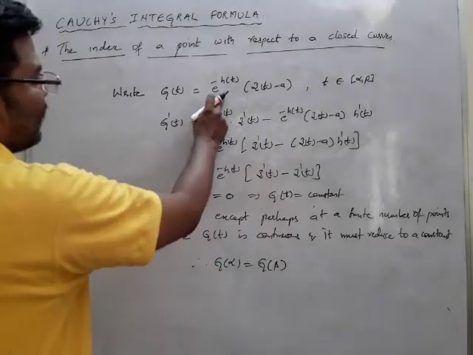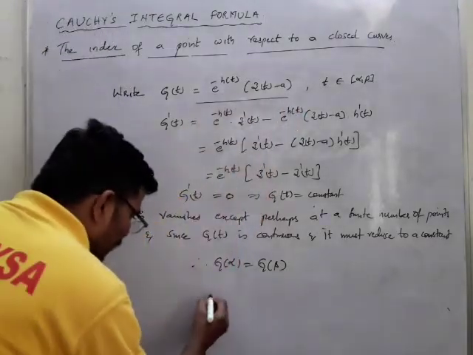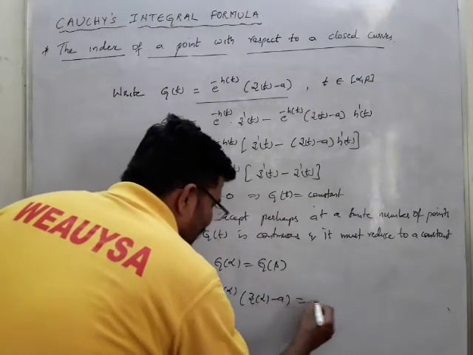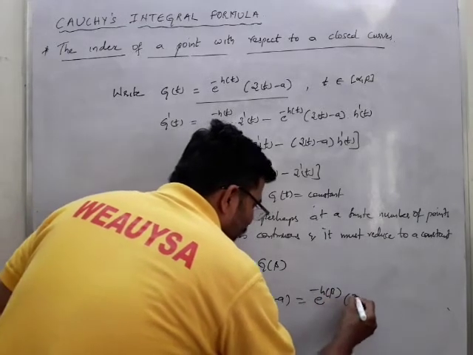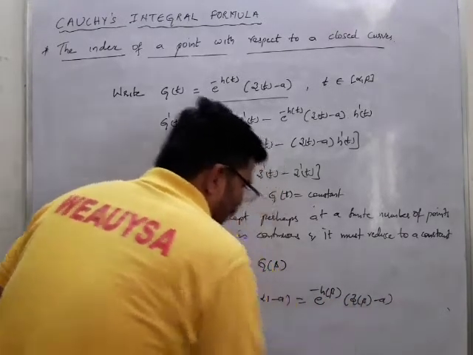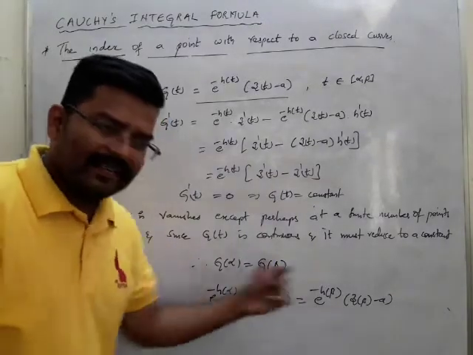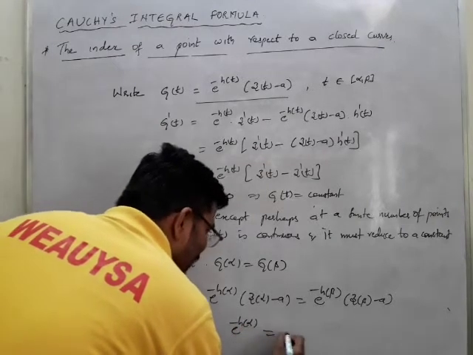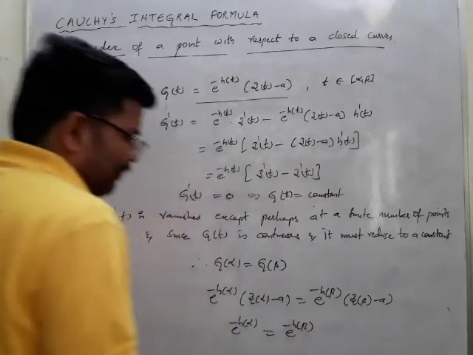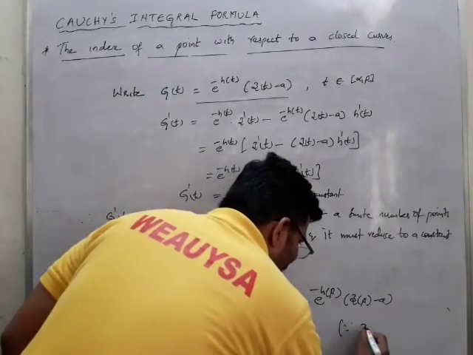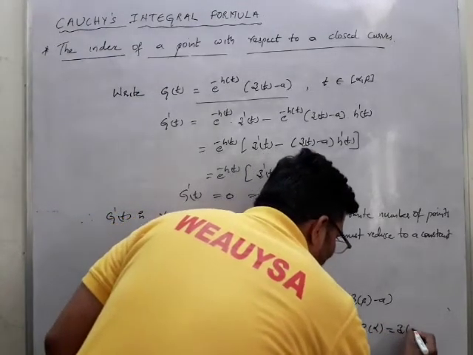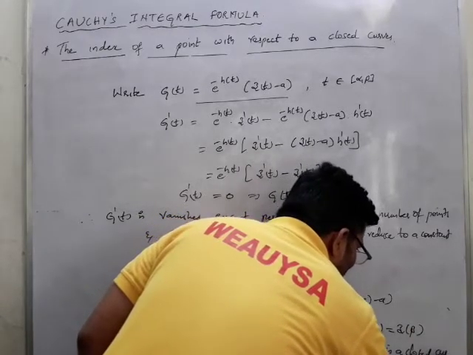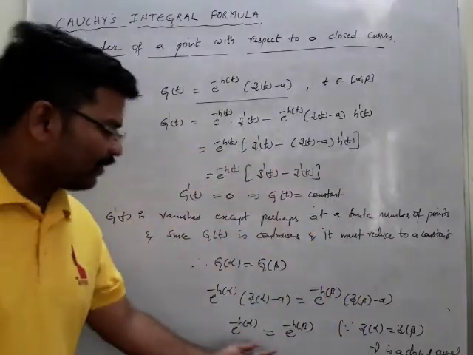What is g of alpha? G of alpha means I can make use of this. So e power minus h of alpha into z of alpha minus a is equal to e power minus h of beta into z of beta minus a. Okay, so z of alpha and z of beta will be equal because it's a closed curve. So I may write e power minus h of alpha is equal to e power minus h of beta, since z of alpha is equal to z of beta, because gamma is a closed curve.